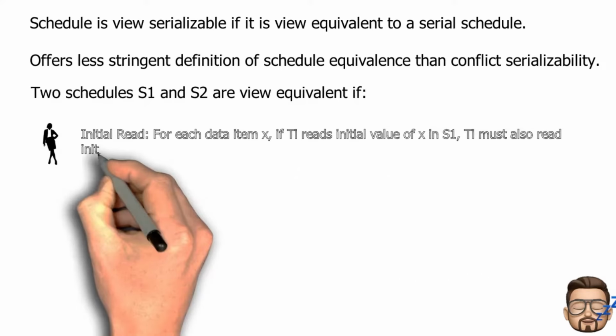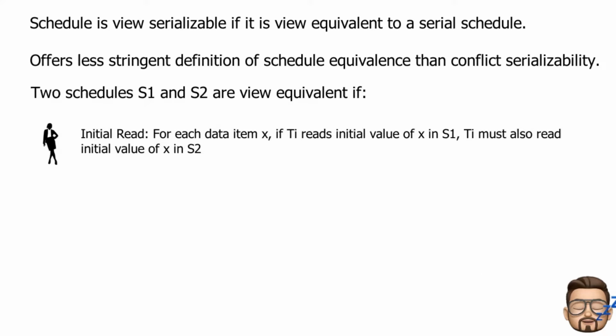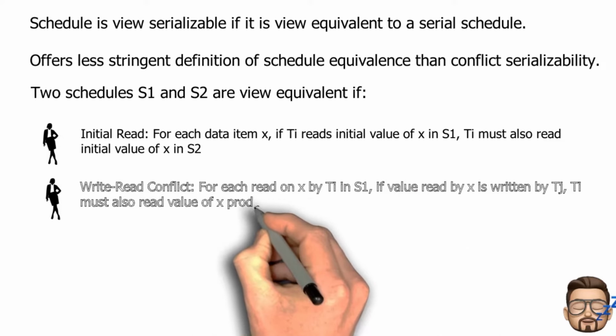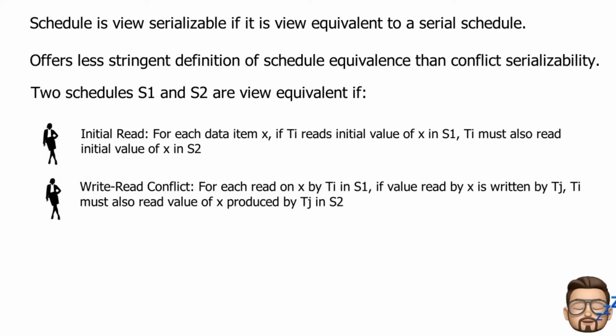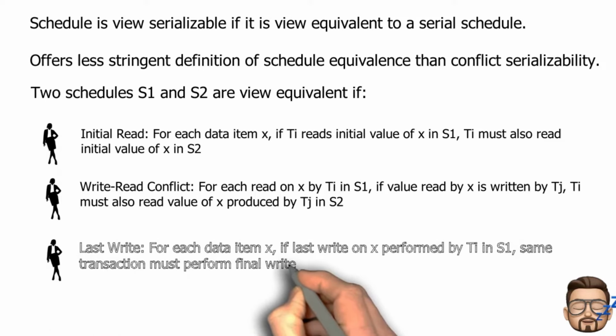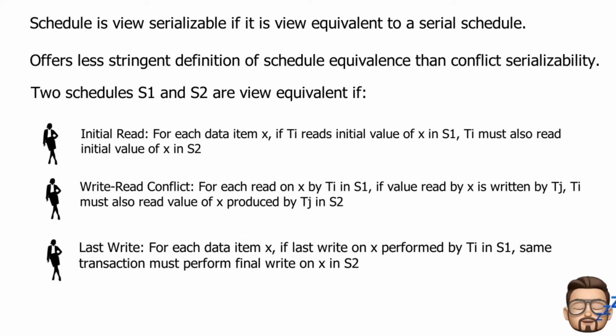Two schedules S1 and S2 are view equivalent if for each data item X, if Ti reads the initial value of X in S1, Ti must also read the initial value of X in S2. The second one: for each read on X by Ti in S1, if the value read by Ti is written by Tj, Ti must also read the value of X produced by Tj in S2. The third one: for each data item X, if the last write on X is performed by Ti in S1, the same transaction must perform the final write on X in S2.